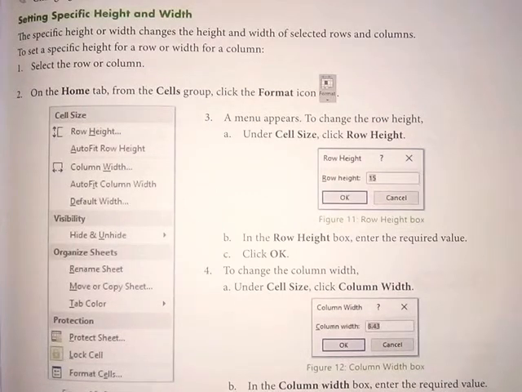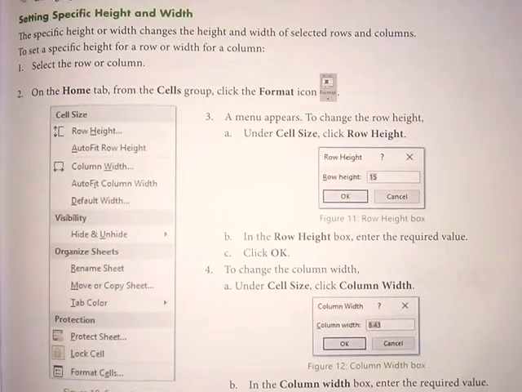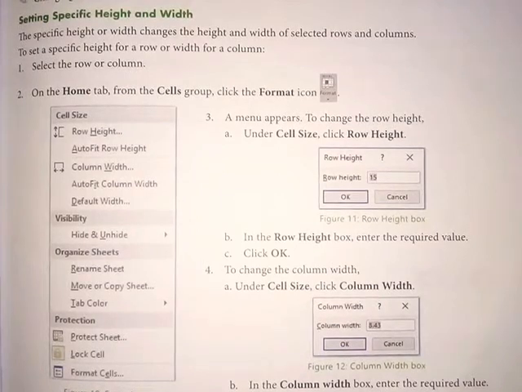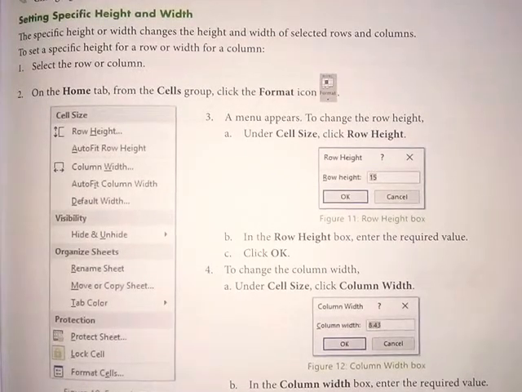Setting specific height and width. The specific height or width changes the height and width of selected rows and columns. To set a specific height for a row or width for a column, first select the row or column. Second, on the Home tab from the Cells group, click the Format icon. Third, a menu appears.